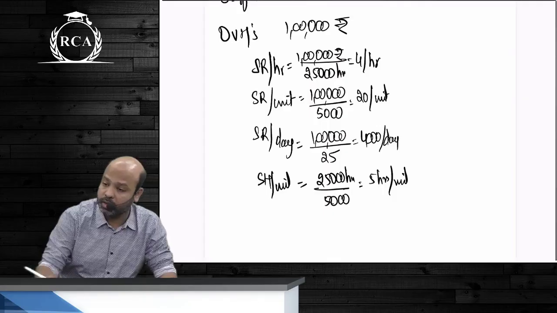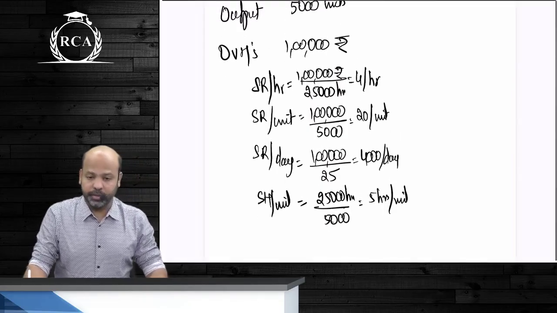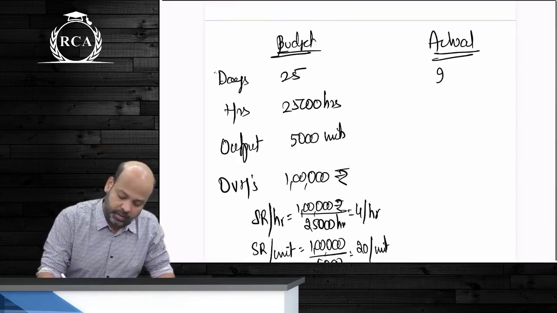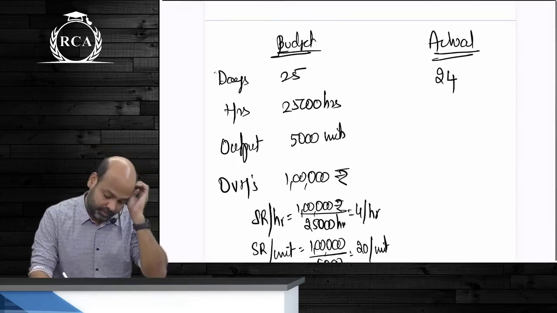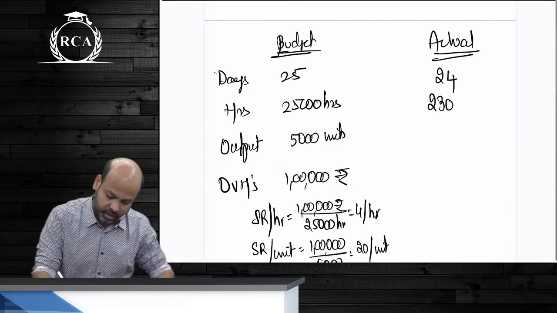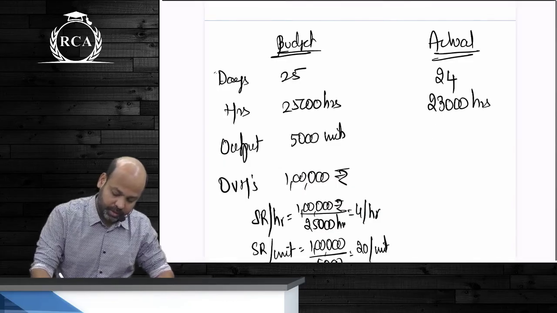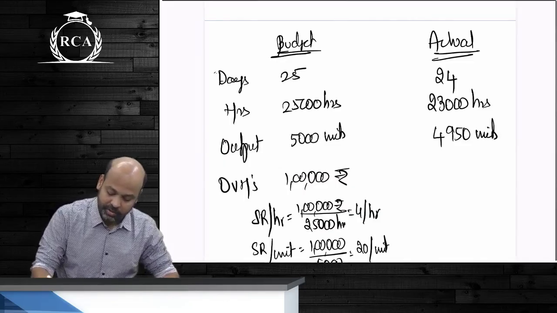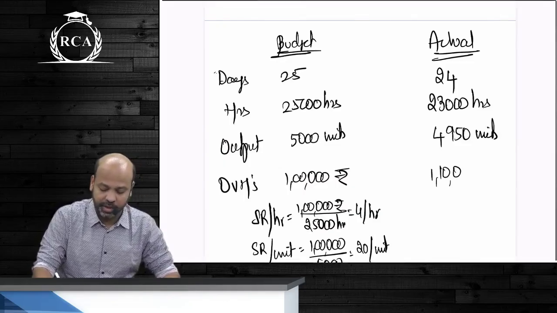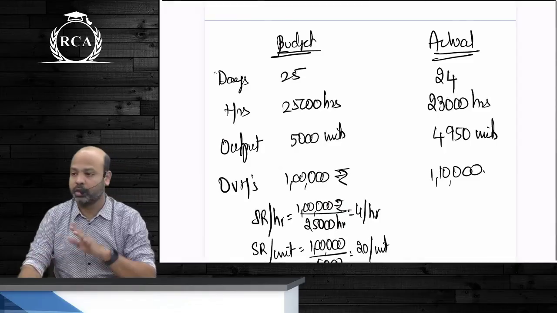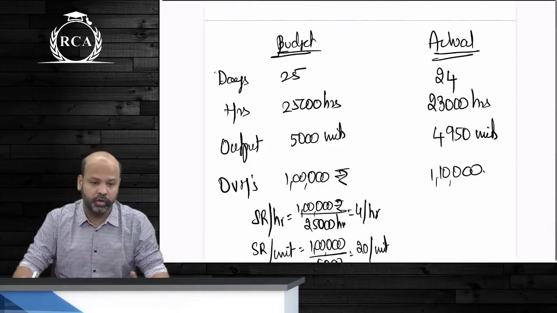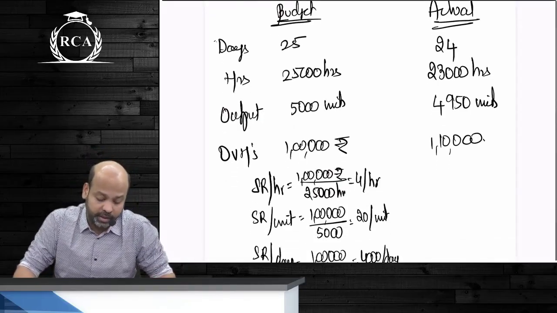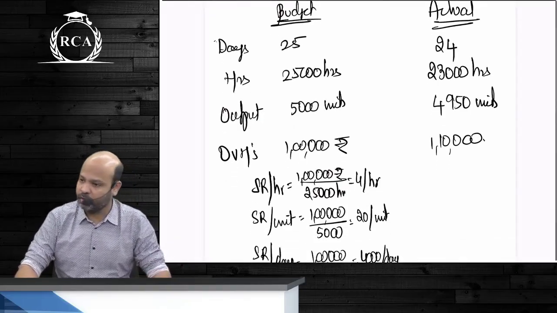All right. Are we all following? Let's say, guys, that the actual number of working days were 24. The actual number of hours that I have worked for is 23,000 hours. The actual output manufactured is 4,950 units. Forget actual expenditure. It's not needed because you need actual expenditure only to compute expenditure variance. You don't need actual expenditure to compute volume variance. All right? Are we all following, guys?